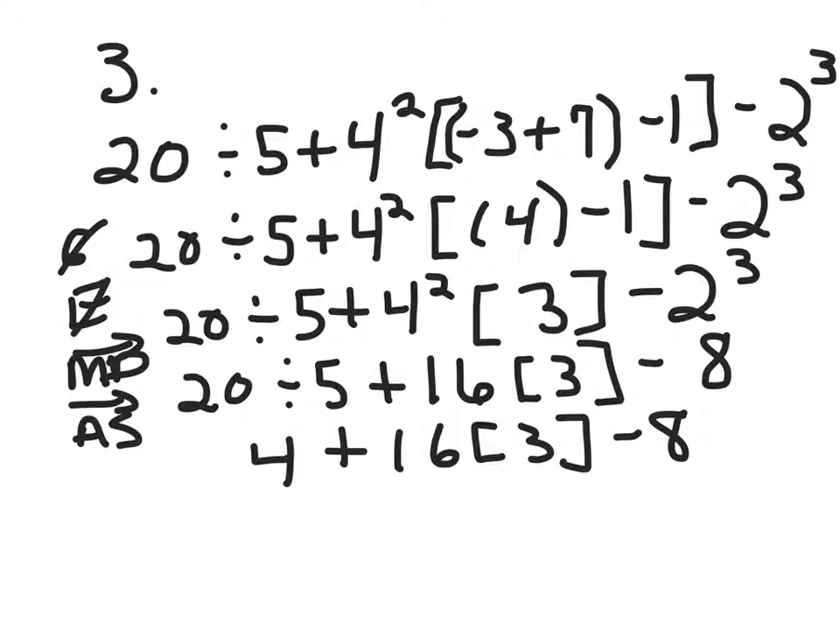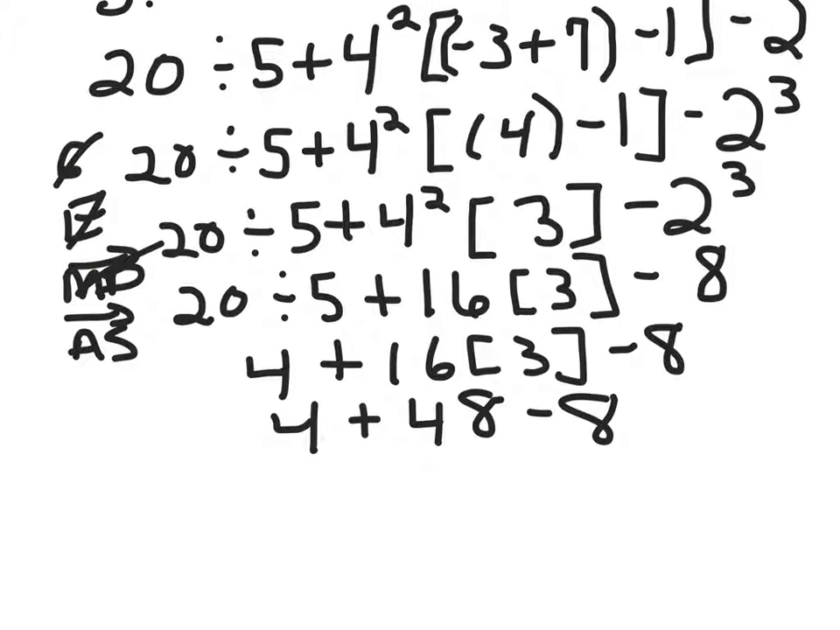I still have more multiplication and division. 4 plus 48 minus 8. Multiplication and division is gone. Next, we have addition and subtraction. 4 plus 48 is 52. 52 minus 8. The answer is 44.